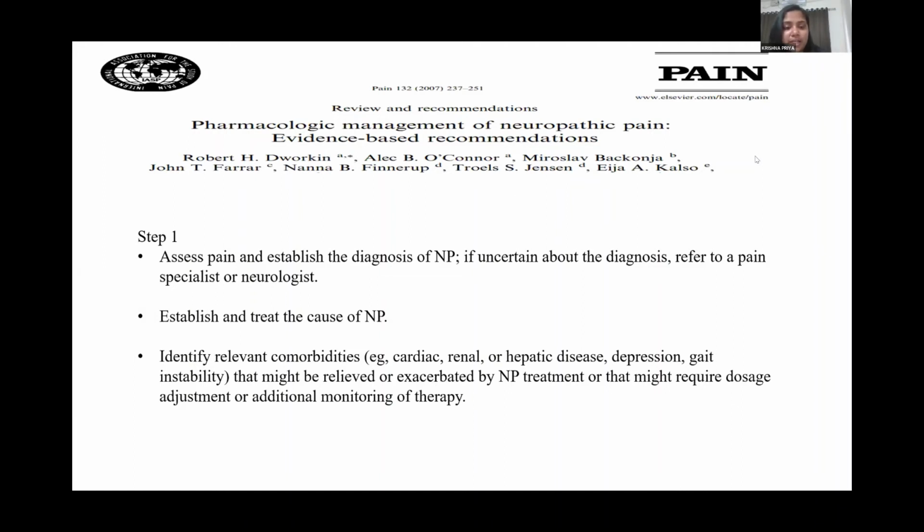According to the IASP guidelines, there are 4 steps in which we have to progress when we see a patient with neuropathic pain. So step 1 is assess the pain and establish the diagnosis of neuropathic pain. And if uncertain about the diagnosis, refer to a pain specialist or neurologist. And establish and treat the cause of neuropathic pain and identify relevant comorbidities that the patient is having, like cardiac, renal, hepatic, depression, gait instability, that might be relieved or exacerbated by neuropathic treatment, or that might require dosage adjustment or additional monitoring of therapy.